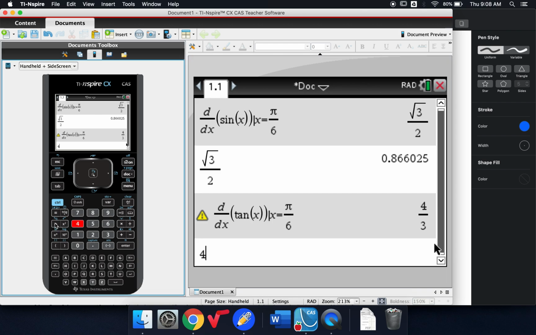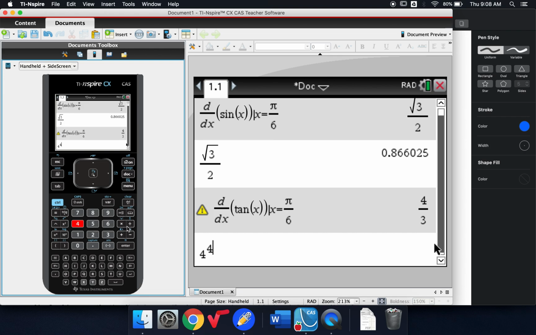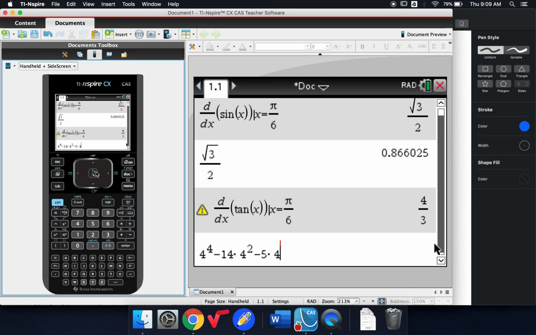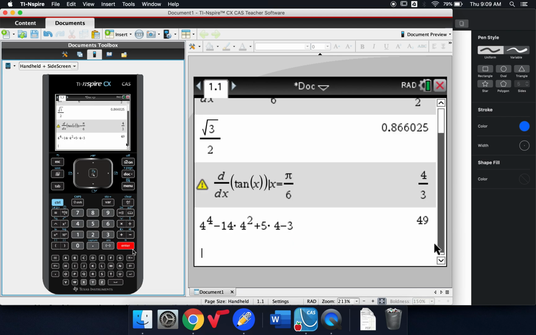So we've got 4 to the 4th, and then minus 14 times 4 squared, plus 5 times 4 minus 3. Go back and fix that. Minus 3. All right, so we get a value of 49.